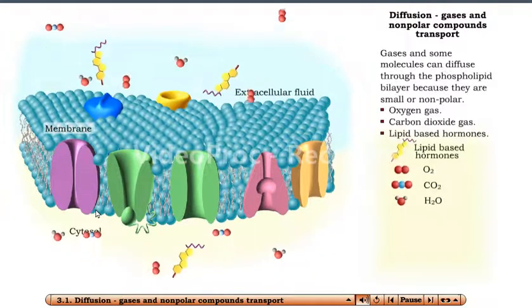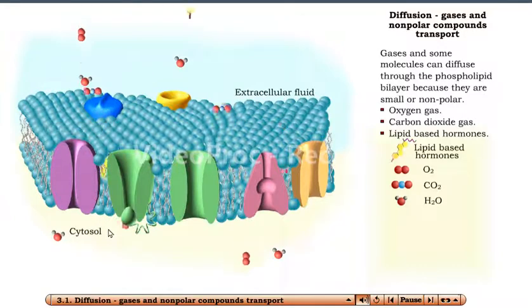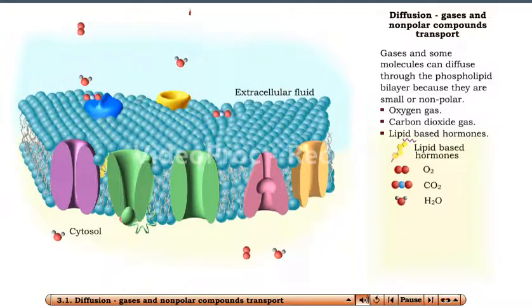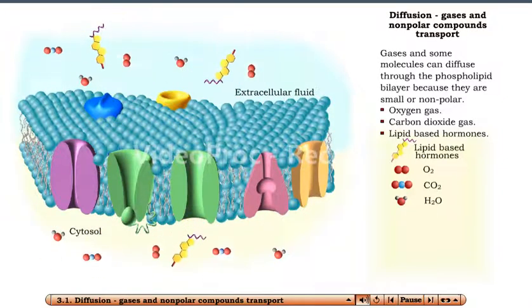Gases and nonpolar molecules pass through the bilayer along their concentration gradients in the process of diffusion. Ions and glucose cannot pass through the phospholipid bilayer.